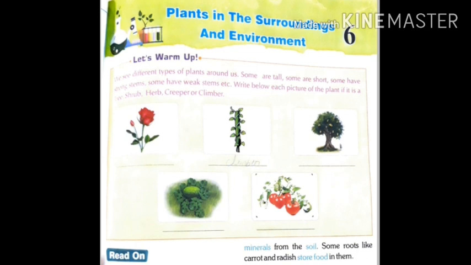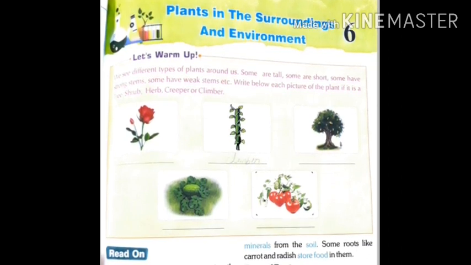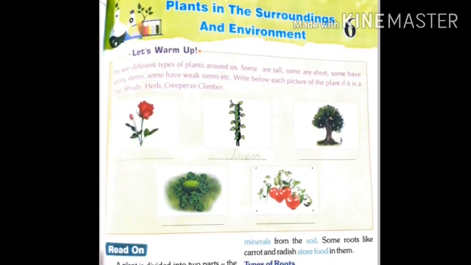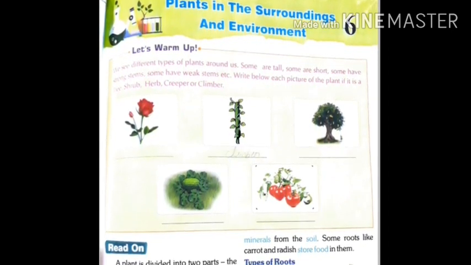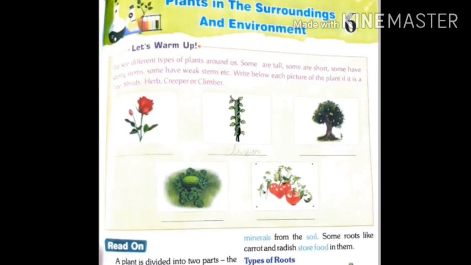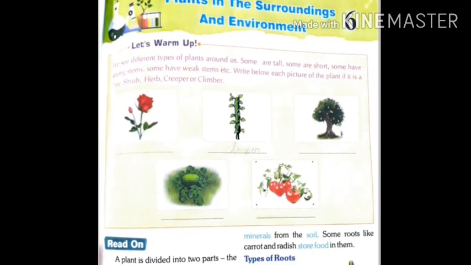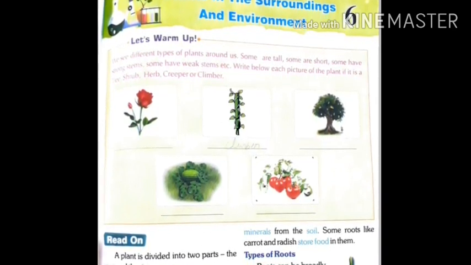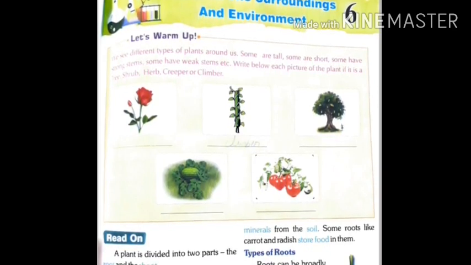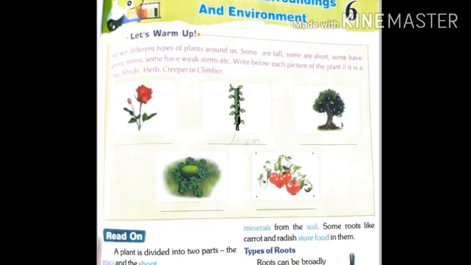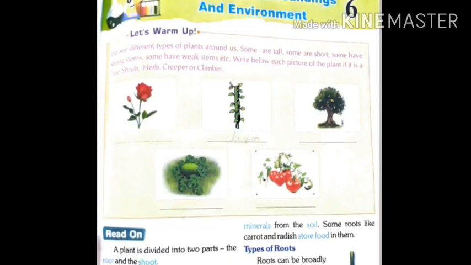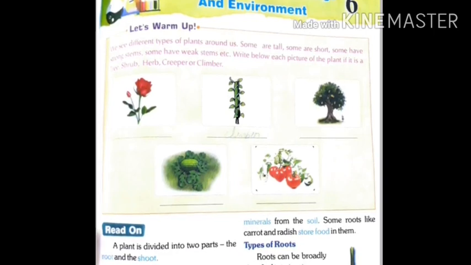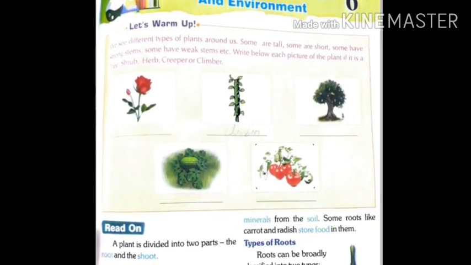Children, we see different types of plants around us. Some are tall, some are short, some have strong stems, some have weak stems. Now let's see. A plant is divided into two parts, the root and the shoot. We divide a plant into two parts. One is root and the other one is shoot. Root is under the soil and shoot is the above part of the plant, which is above the soil.